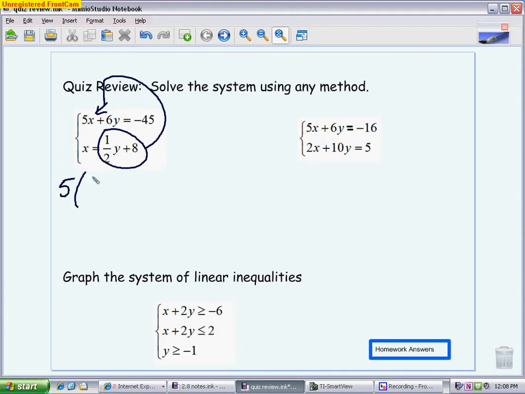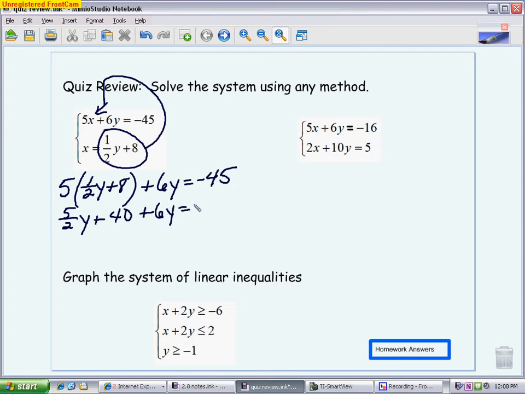You'll take 5 times the 1/2 y plus 8. You want to make sure you put the 1/2 y plus 8 in parentheses so you remember to distribute, plus 6y equals negative 45. Distribute, so you get 5/2 y plus 40 plus 6y equals negative 45. Combine like terms, so I have 5/2 y plus 6y. You can do that in your calculator if you need to. You end up with 17/2 y. You can subtract 40 from both sides.